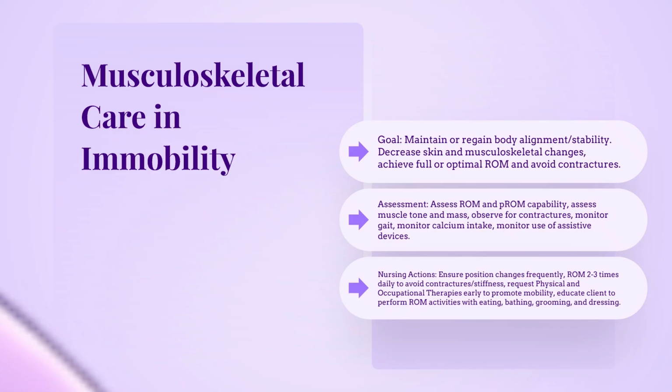We want to make sure they're changing position frequently, doing their range of motion at least 2 to 3 times per day. 1 time per day is not enough to avoid contractures. Physical and occupational therapy, we're going to get them started early to promote mobility. We're going to educate the patients on how to do the range of motion, and we're going to do them every time we get them up to eat, bathe, groom, and dress.